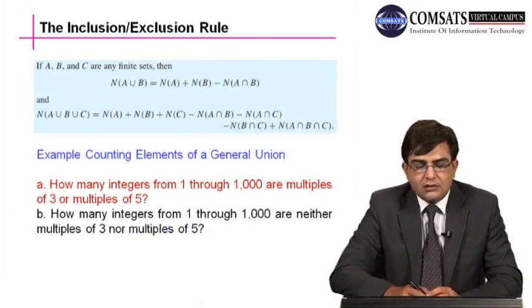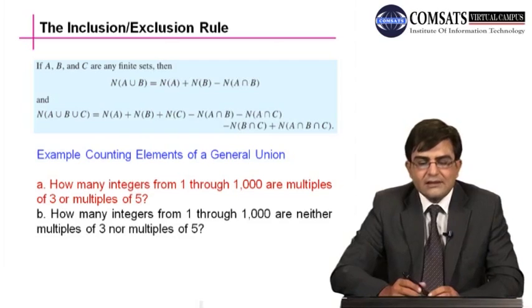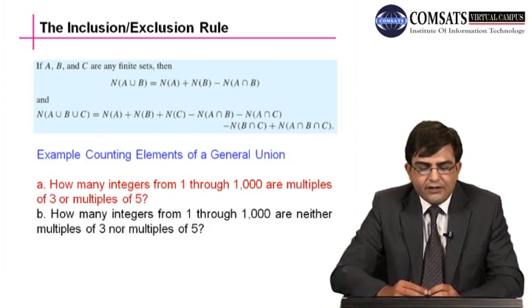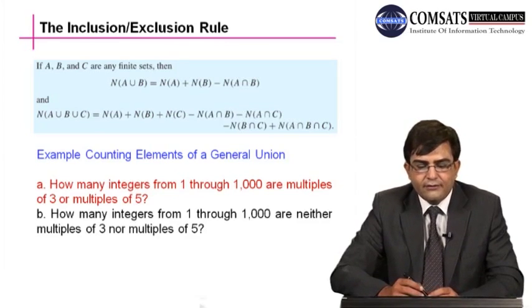Now, what is basically the inclusion and exclusion rule? This is basically an advanced version of the difference rule, in which there are common elements in the two sets A and B. If we are given sets A, B and C, and all of these sets are finite sets, then the number of elements in A union B is equal to the number of elements in A plus the number of elements in B minus the number of elements in A intersection B.